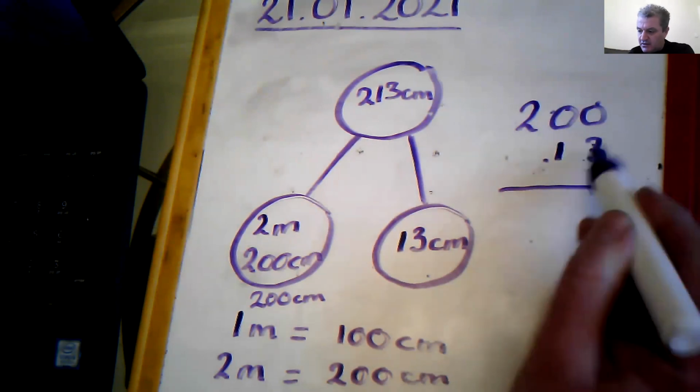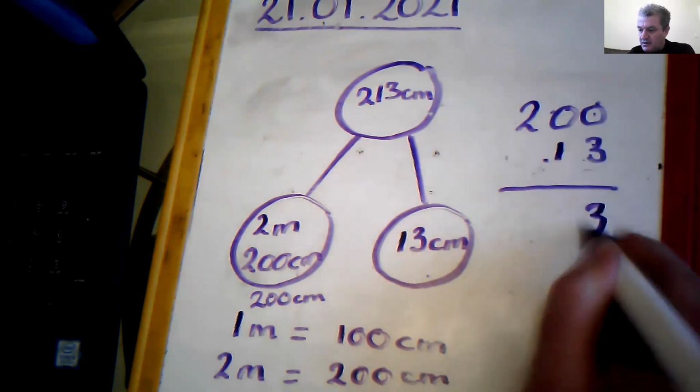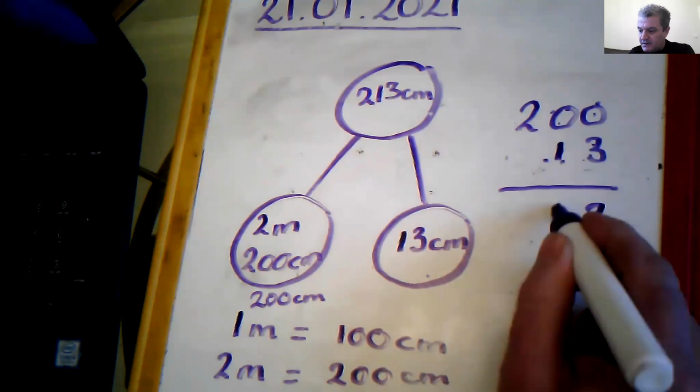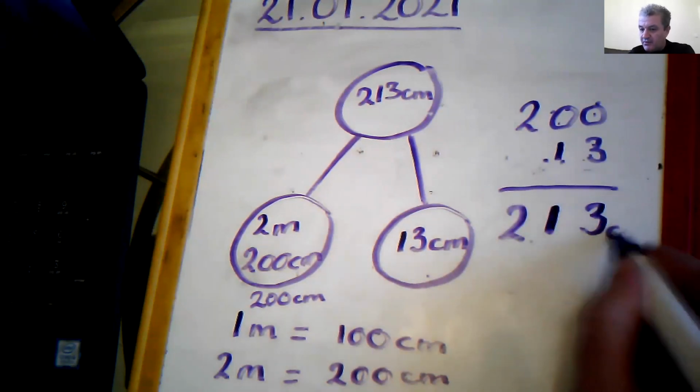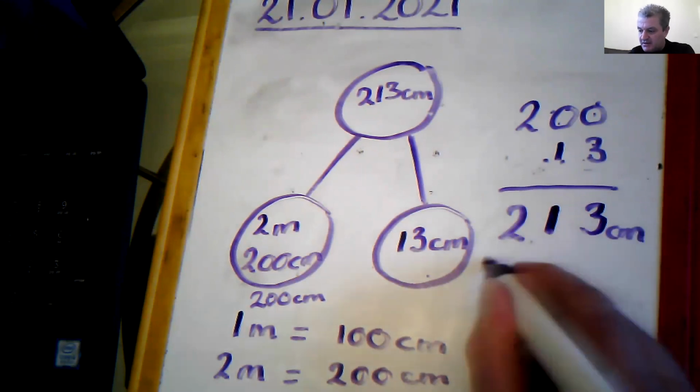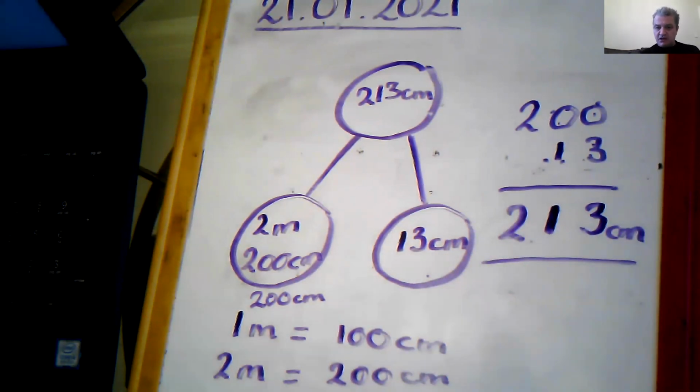Really important. 3 plus 0, 10 plus 0. We end up with 213. Remember our units. We're talking about centimeters here. So with this equivalence, we converted a measurement that was 2 meters and 13 centimeters into 213 centimeters. Quite straightforward, I hope.